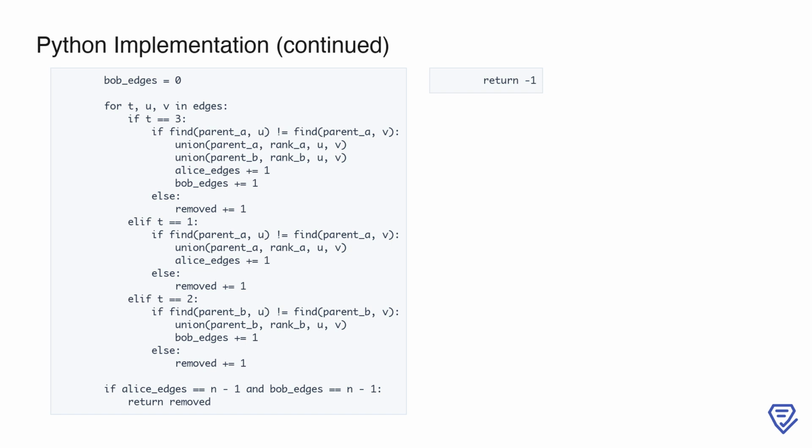using Bob_edges. Finally, after processing all edges, we check if both Alice's and Bob's graphs are fully connected by verifying if their respective edge counts are equal to n-1, the number of edges required to form a spanning tree. If both graphs are fully connected, we return the count of removed edges. Otherwise, it means the graph cannot be made fully traversable, so we return -1.